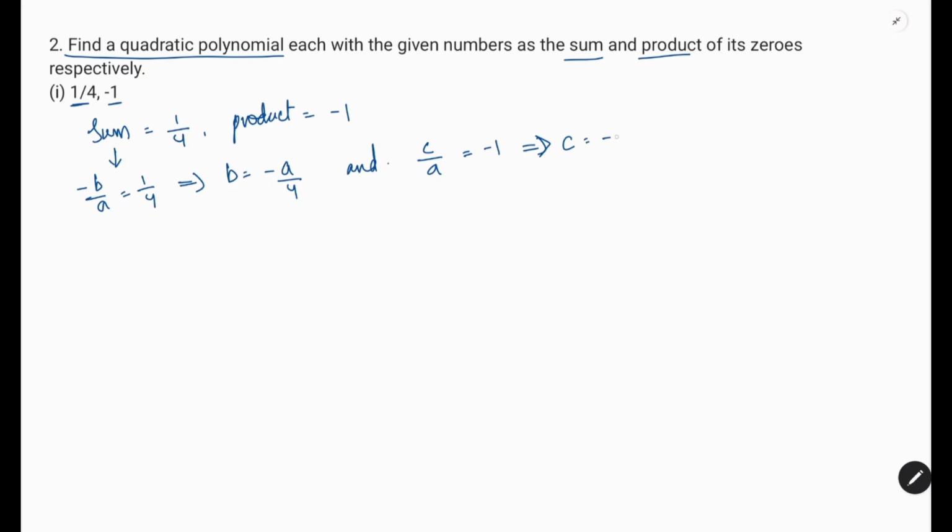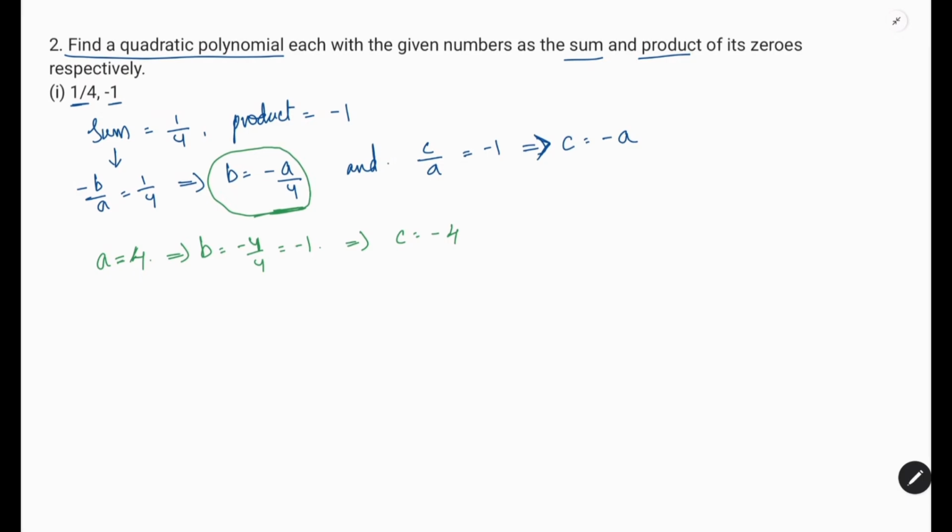Here c equals minus a. See here, a is divided by 4 in this one. So why can't we take a as 4? If we take a as 4, then b equals minus 4 by 4 equals minus 1. Or else if we take 1 or 2 or 3, we will have 1 by 4, 2 by 4, 3 by 4. If you take 4 by 4, it will be minus 1. It will be easy. Now if a is 4, then c is minus a, equal to minus 4.